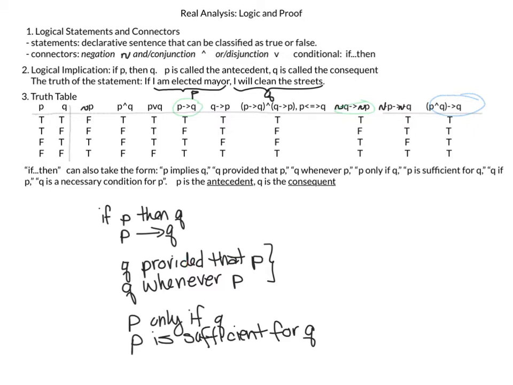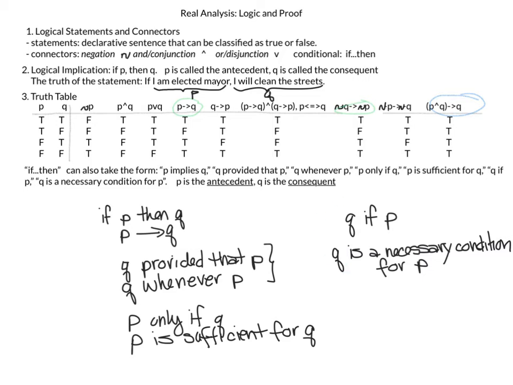Two more ways of saying this. P only if Q. In other words, P only happens if it's always followed by Q. Again, it's the same thing as P implies Q. Or P is sufficient for Q. So P is sufficient reason for us to believe that Q has followed.